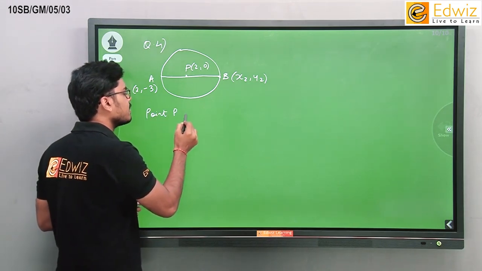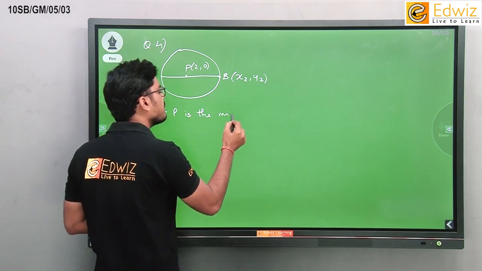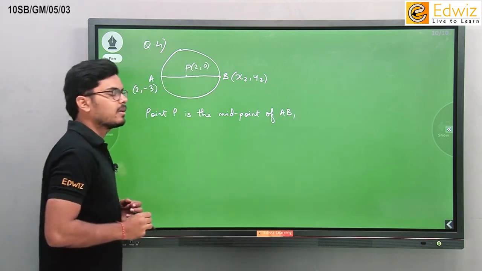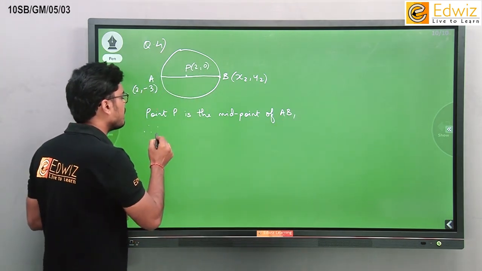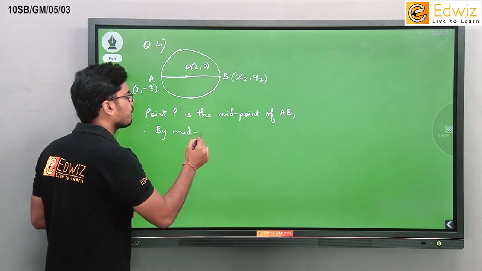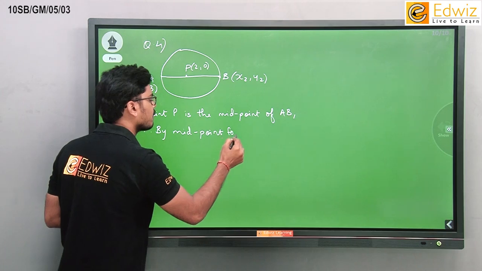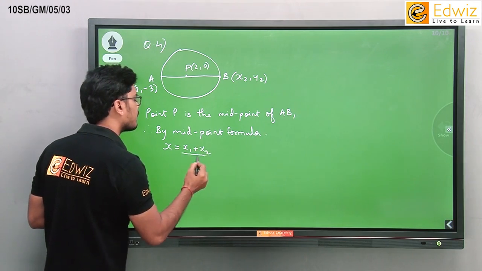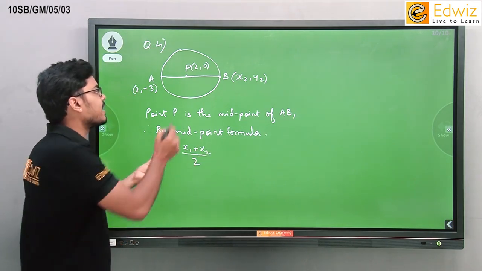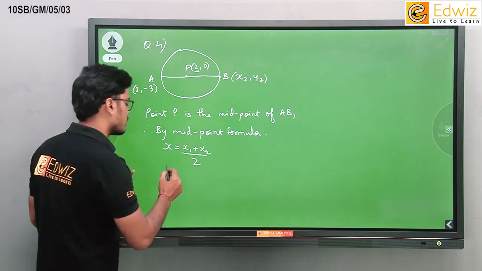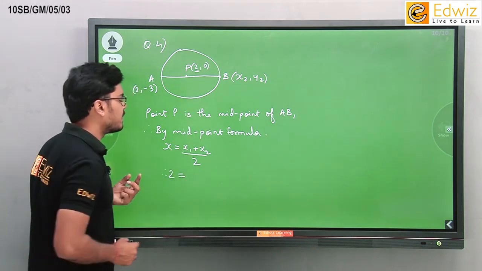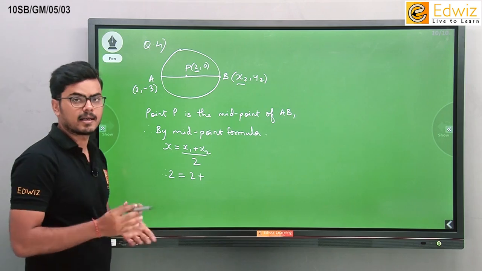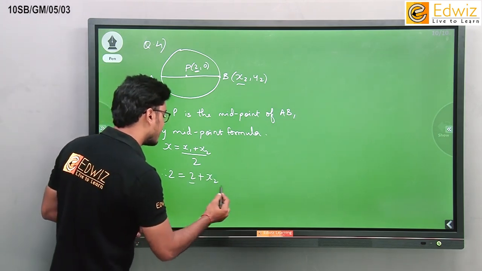Point P is the midpoint of AB. Okay, so therefore by midpoint formula, what is the formula? X क्या होता है x1 plus x2 divided by 2. Okay, here we know the value of x, midpoint का x coordinate, that is 2. So we'll substitute it. 2 will be equal to x1, which is again 2, plus x2, we don't know, we are finding it out, correct? So x2 as it is divided by 2.